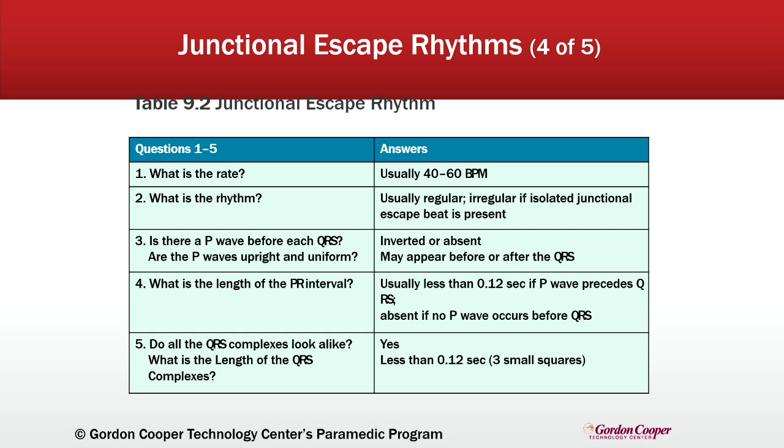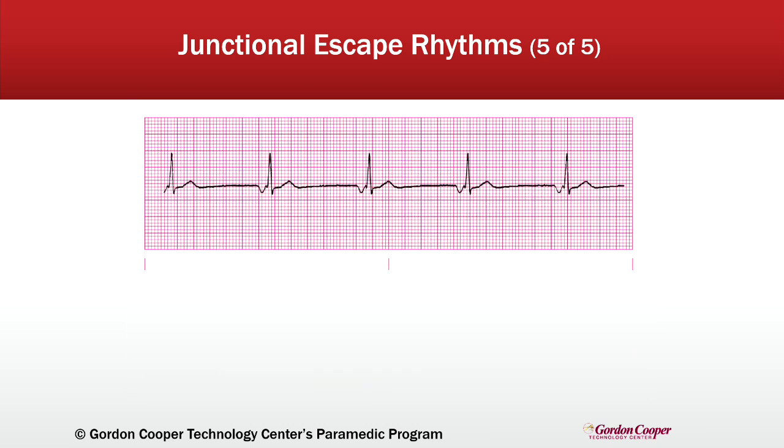So what is the rate? Usually 40 to 60, that's going to be our rate. And then the other main difference is when there's a P wave, it's inverted or absent. Everything else is the same. And you could see a shorter PR interval too.